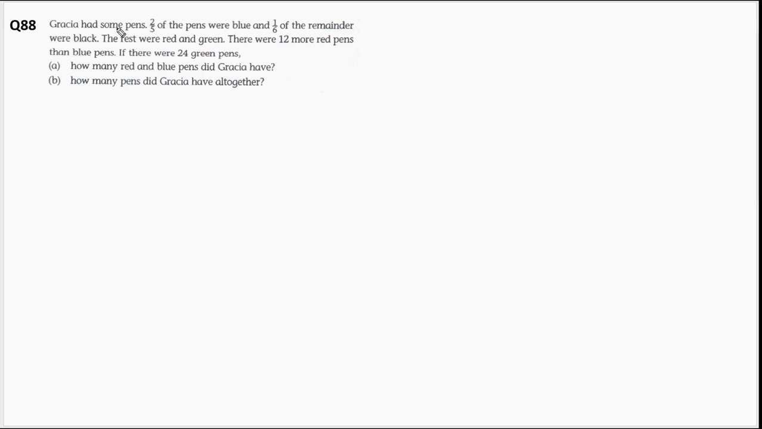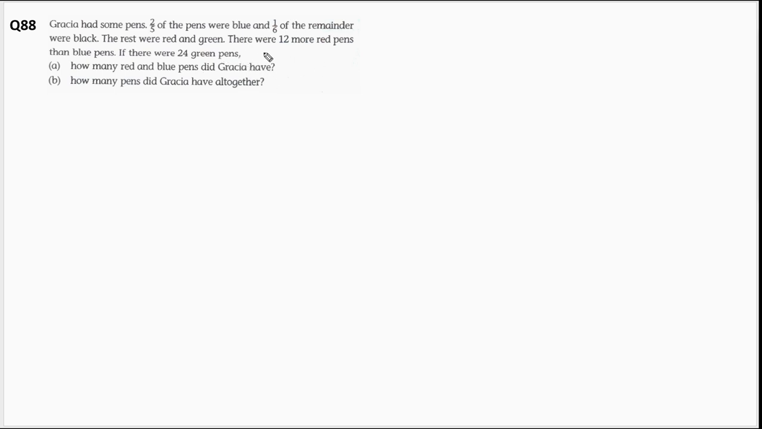So Gracia had some pens. 2/5 of the pens were blue and 1/6 of the remainder were black. The rest were red and green. There were 12 more red pens than blue pens. If there were 24 green pens, we're asked how many red and blue pens did Gracia have and how many pens did Gracia have altogether.